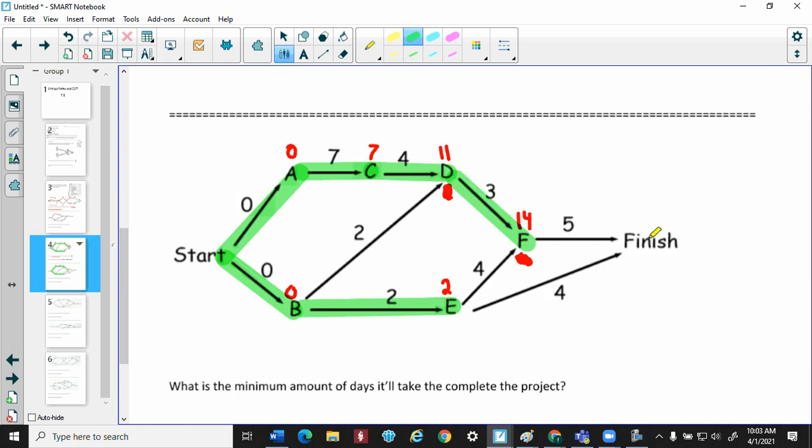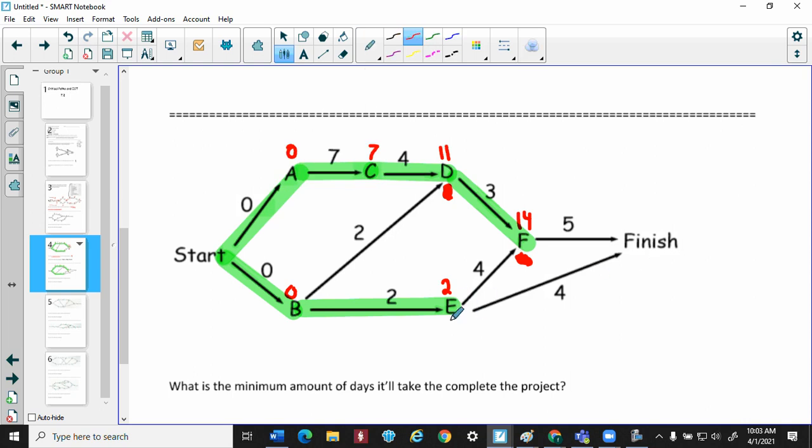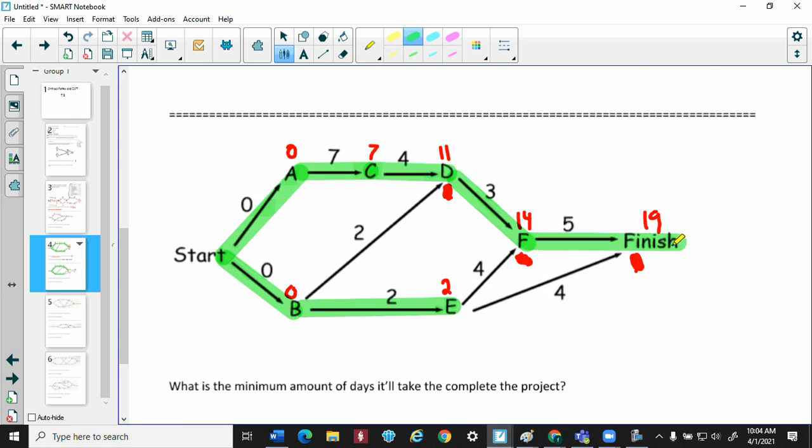Now look at the finish. Notice that E and F are both pointing to the finish here. Well, let's see. E can obviously get to the finish faster because E starts on 2 days. It takes 4 days to do whatever task E is. So that's 6. But again, you can't finish it until everyone gets there. F is 14, 5, 19. So when can the finish officially be finished? On the 19th. So we're going to highlight, and there is my critical path. Start all the way up top to finish.